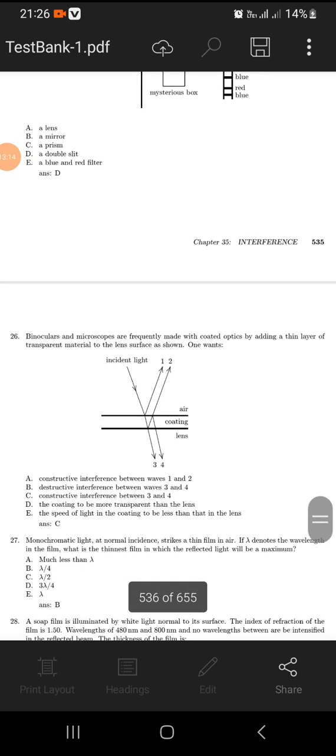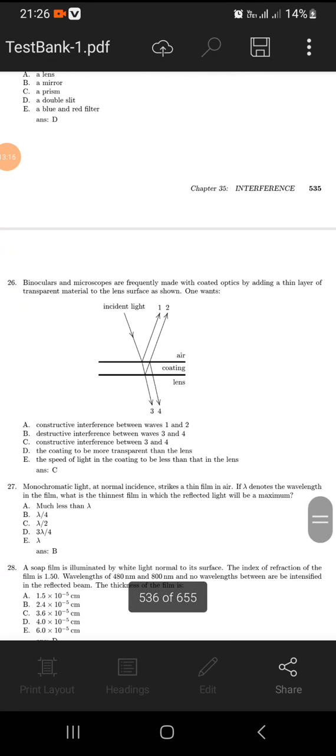Binoculars and microscopes are frequently made with coated optics by adding a thin layer of transparent material to the lens, as shown. We see constructive interference between 3 and 4.